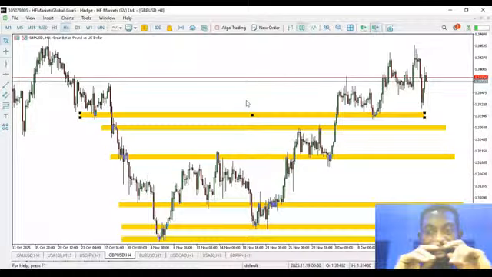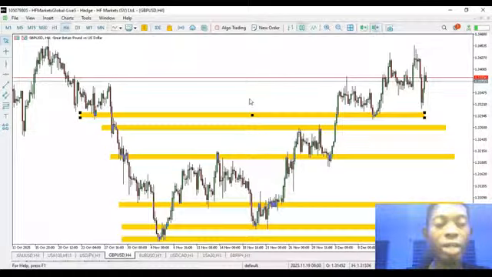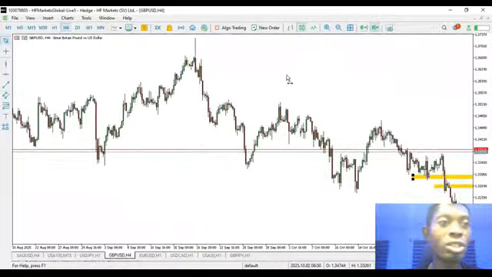Okay, or demand and supply. I've just drawn it out for you on 4 hours time frame, and I've used gold and GBP USD to draw it out. Okay, if you're going to analyze market in the past, just look at it. Don't forget it.